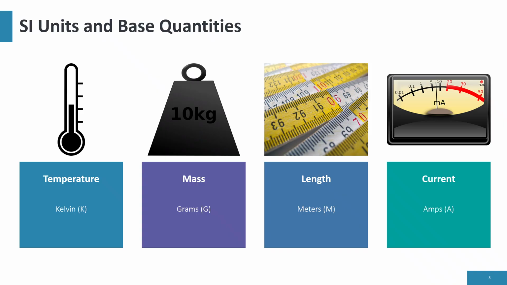Mass is different than weight, and you have to remember that. For mass, we always use the unit grams. Here in the United States, we use pounds, but in science, we do not use pounds, we use grams. For length, we use meters, and for current, we use amps. We'll talk more about that when we go over electric currents, and same with temperature. When we measure any temperatures, we'll talk about how we can convert from Fahrenheit or Celsius to Kelvin.